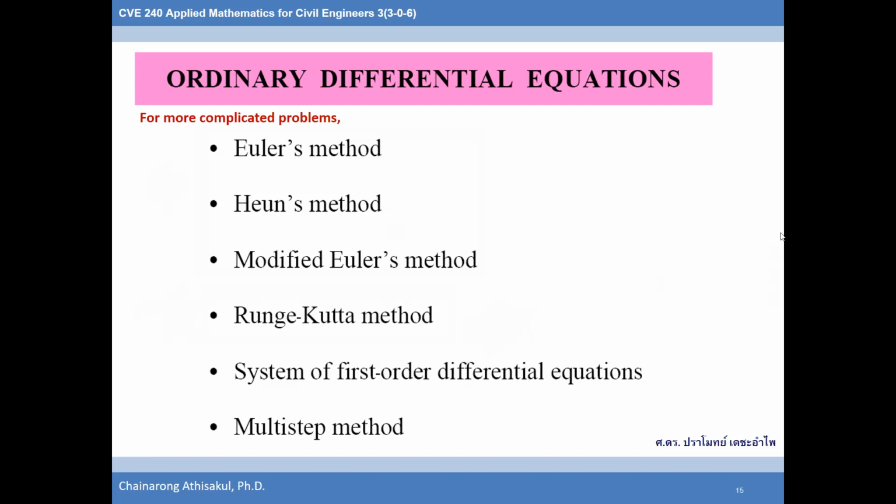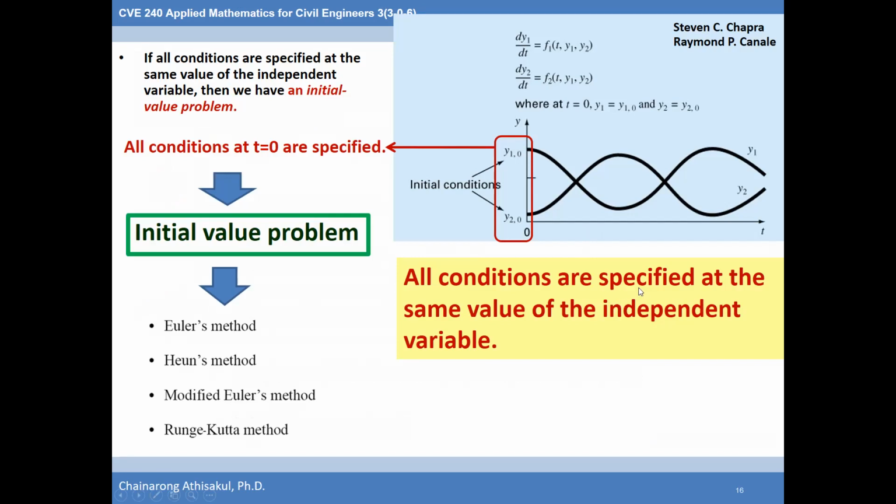So before we start, we should understand what an initial value problem is. Consider a system of differential equations like this. For this case, it's just two equations: dy1/dt = f1 and dy2/dt = f2. According to this, after we solve these equations, we should obtain two constants. In order to find those two constants, we require two conditions.